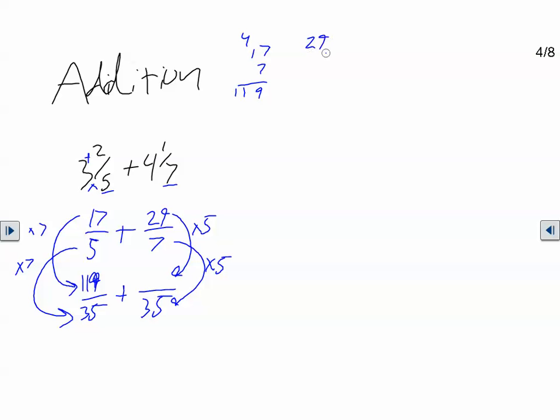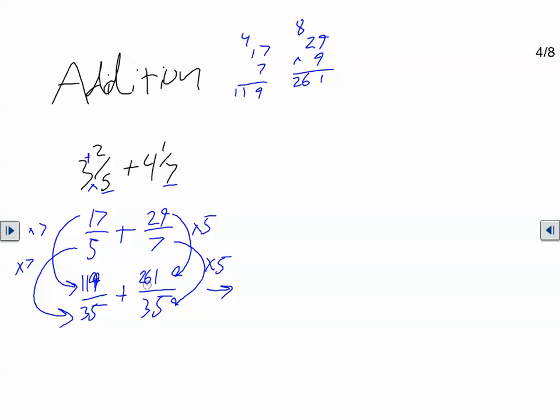I don't know that one off the top of my head. Let's do that over here real quick. 5 times 9 is 45, so I carry that. 5 times 2 is 10, plus 4 is 14, so that's 145. Now, with addition, we have 119 over 35 plus 145 over 35.